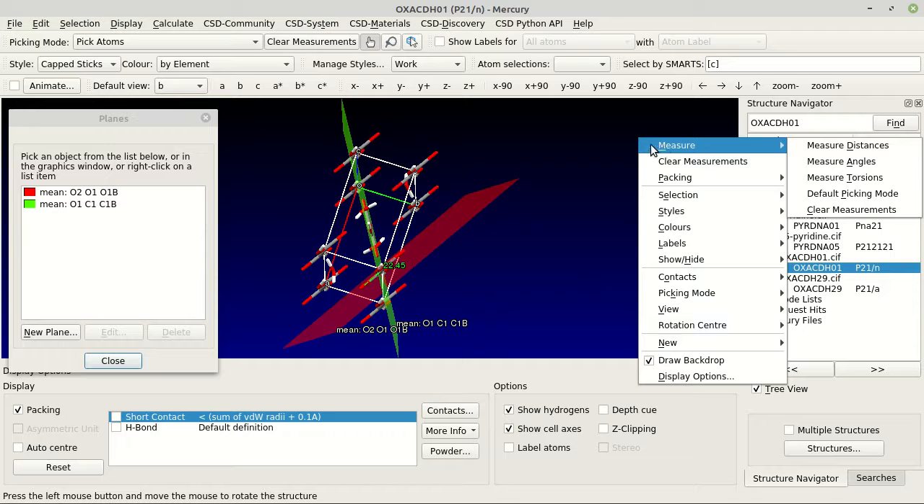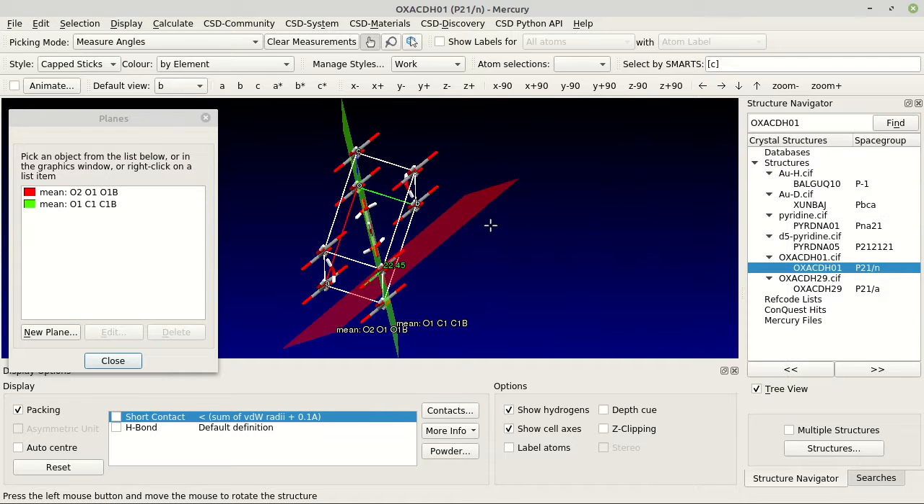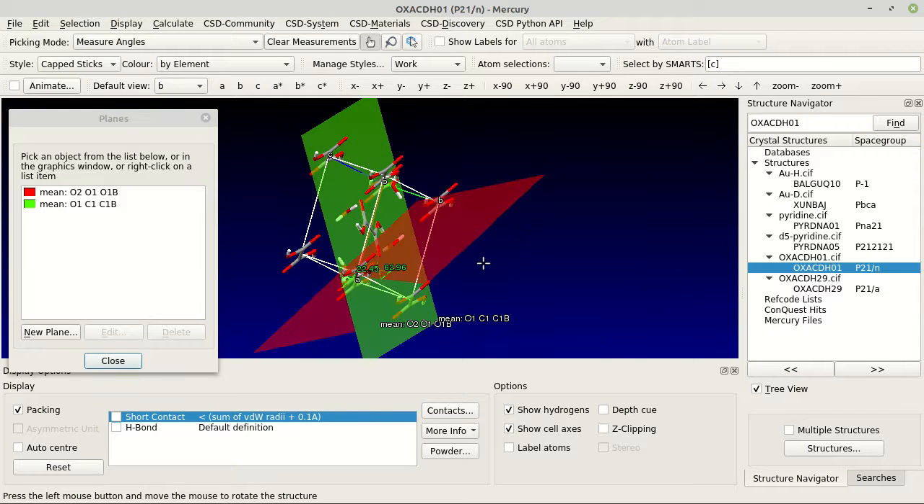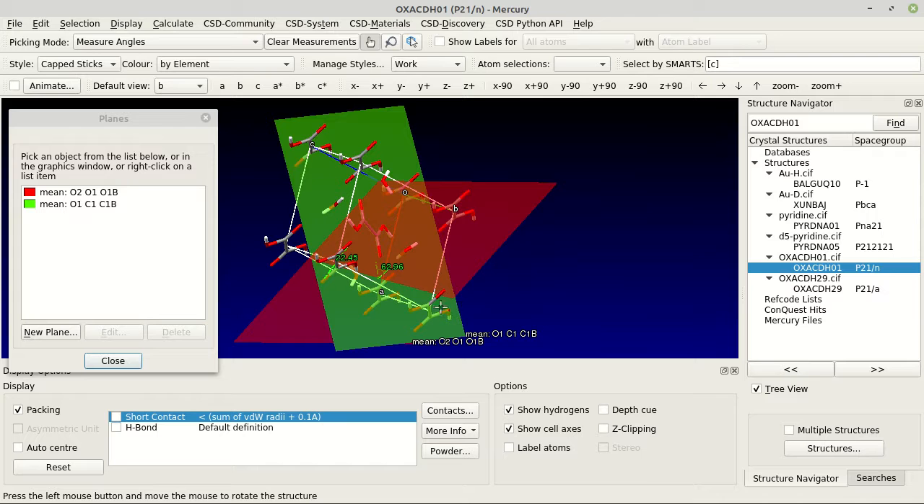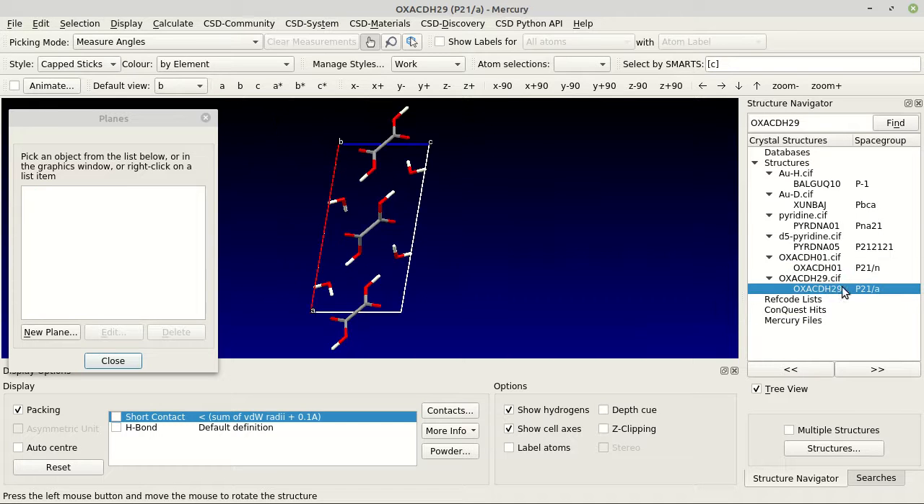Click here on your mouse, right, measure angles, click on one plane, on the second plane, and we see an angle of about 63 degrees. Okay, now keep in mind 63, we make exactly the same in the case of the deuterated compound.